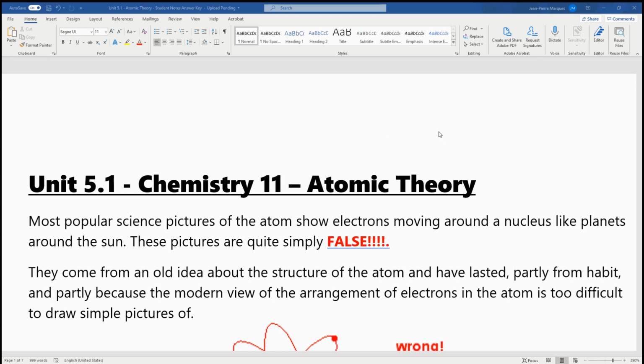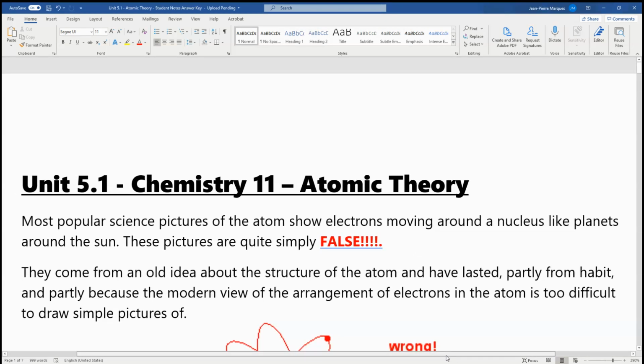This is your last and final unit for Chemistry 11. This is 5.1. Most popular science pictures of the atom show electrons moving around a nucleus like planets, for example, would around a sun. It turns out these pictures are false. They're not true. These ideas come from an old idea of the structure of the atom and have lasted partly from habit and partly because the modern view of the arrangement of electrons in the atom as we know it today is too difficult to draw simple pictures of.